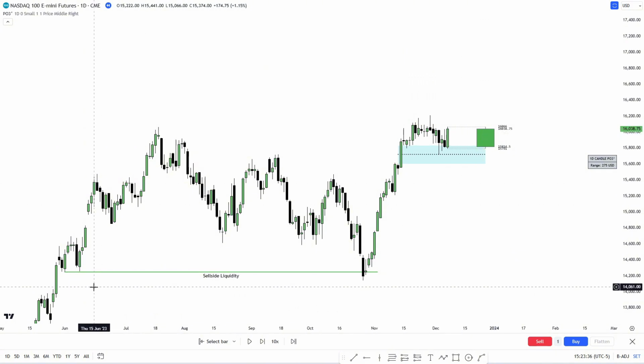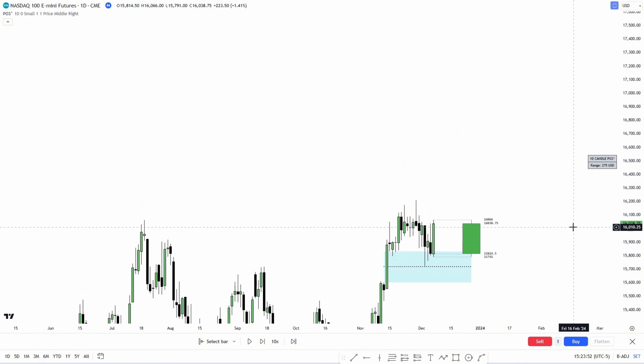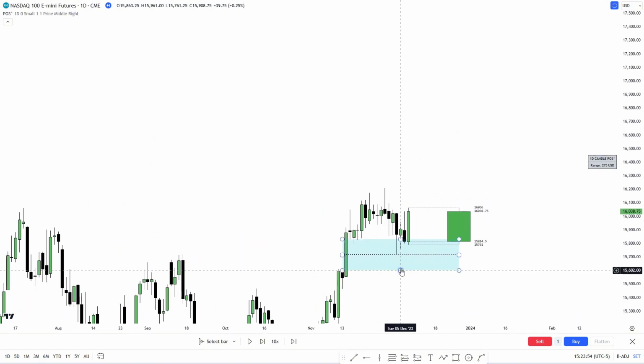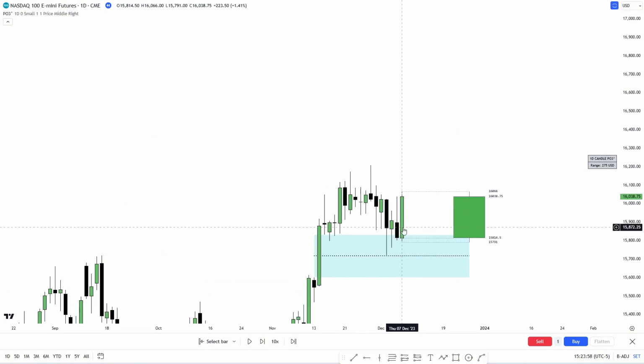Okay, so over here we took out the previous sell side liquidity pool before expanding to the upside, taking out this high right here for buy side liquidity. We then retrade back into a fair value gap as shown here, hitting consequent encroachment before rejecting it and then moving to the upside. Over here on this candlestick right here, we managed to close above this high, closing above it.